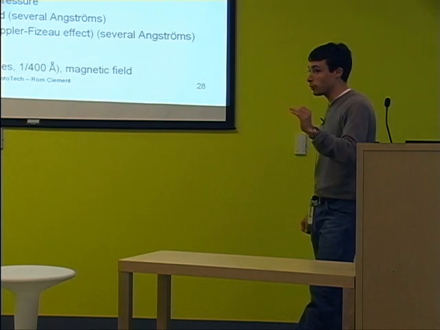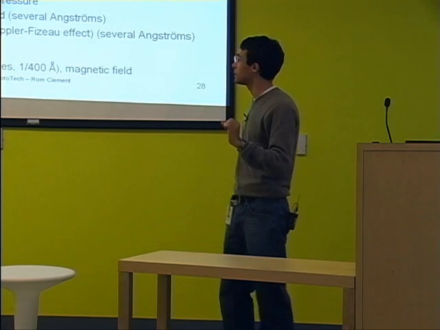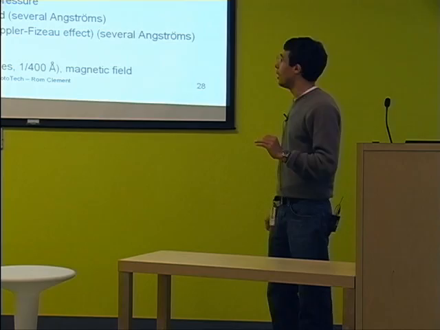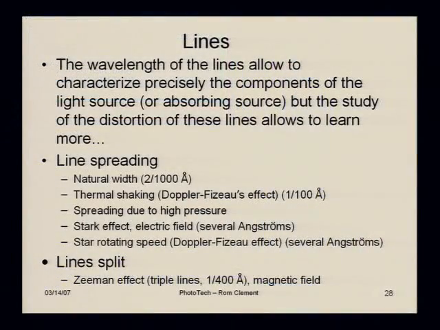But we can do also a lot more than just studying the position of these lines, of the wavelengths of this line, by studying their distortions. So we can extract, depending on the level of resolution of the spectroscope, the thermal environment of the source, the pressure, the magnetic field, the electric field, as well as also the velocity of the source.